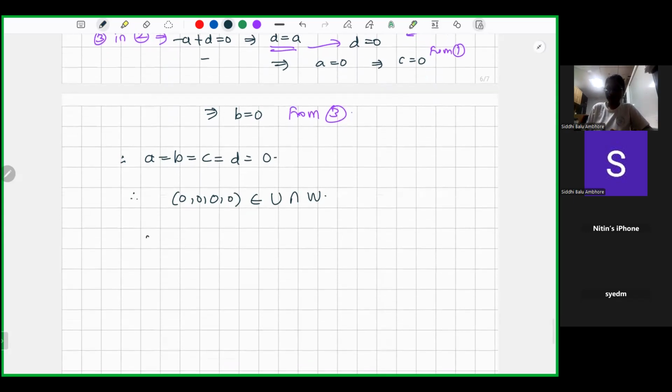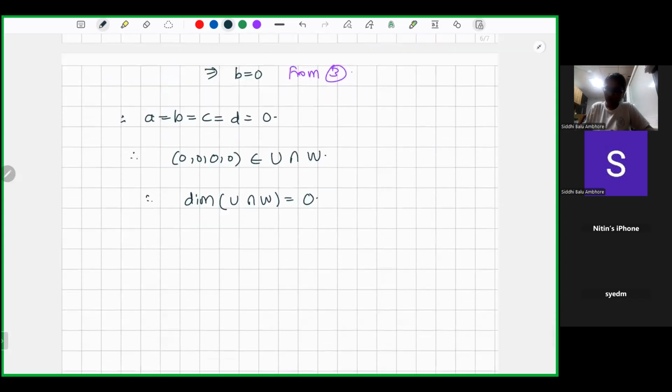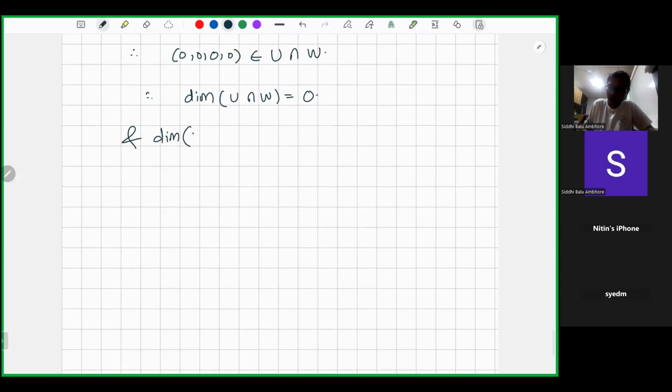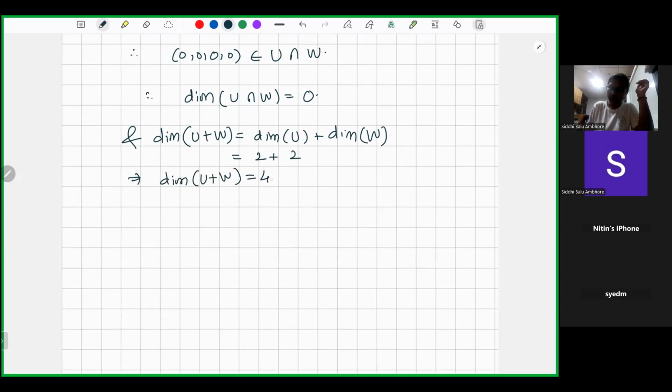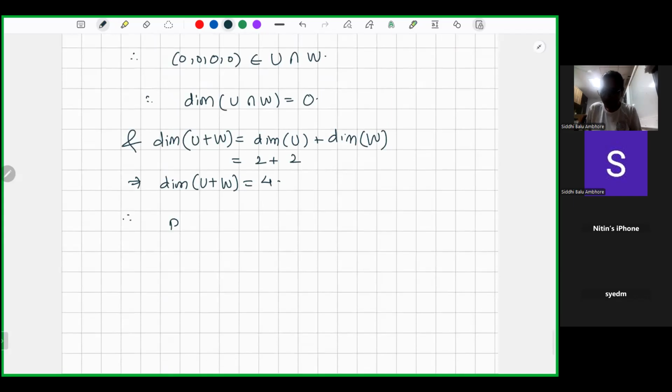And therefore, the dimension of U intersection W is 0. And we get the dimension of U plus W is equal to the dimension of U plus the dimension of W, which is 2 plus 2. Therefore, the dimension of U plus W is 4. And now we can conclude that it is indeed a direct sum of both U and W. So therefore, we can say that R4 is U direct sum W.